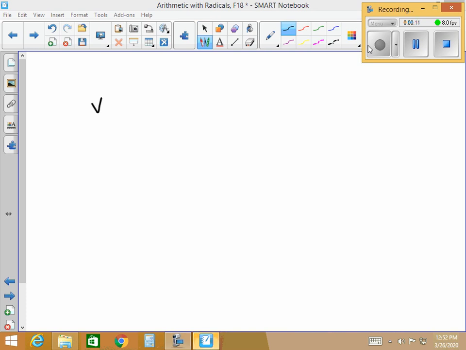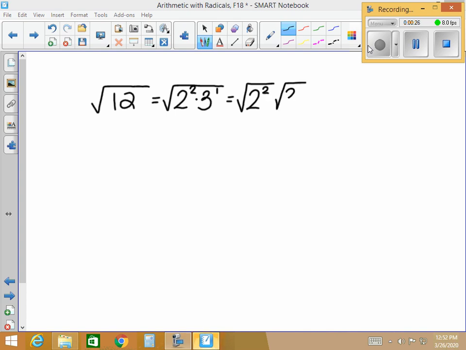The rule that we've been using, for example, in the last video when we had to simplify the square root of 12: we said 12 is 2 squared times 3 to the first, and so we quit writing this step in a couple of sections ago. But we said, well, it's the product of the square root of 2 squared and the square root of 3, so 2 comes out and 3 stays put, and our answer is the product of 2 and the square root of 3.